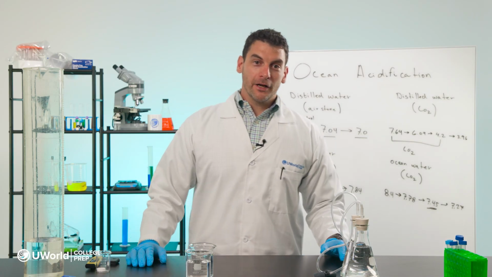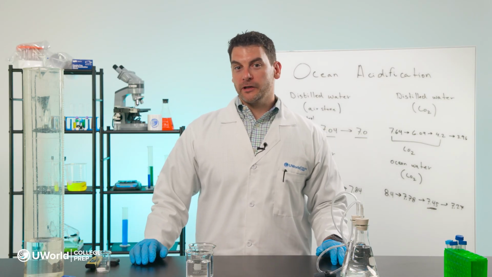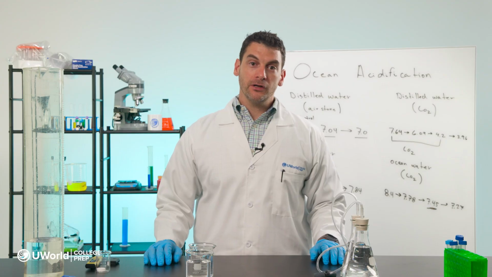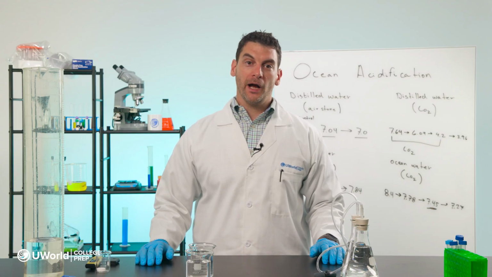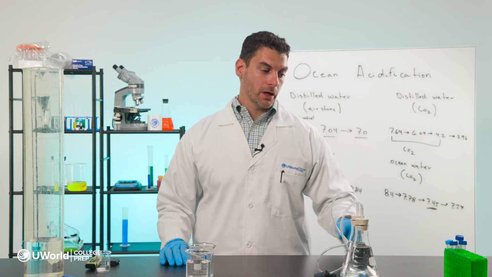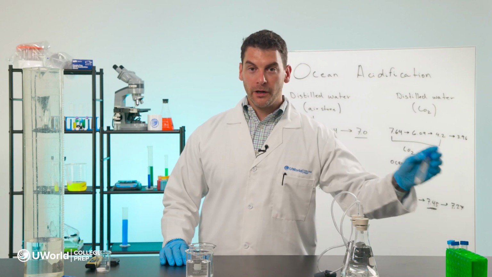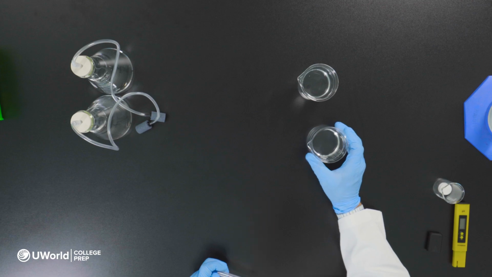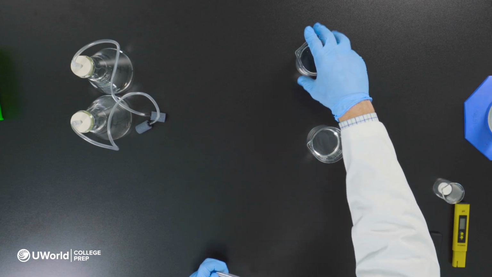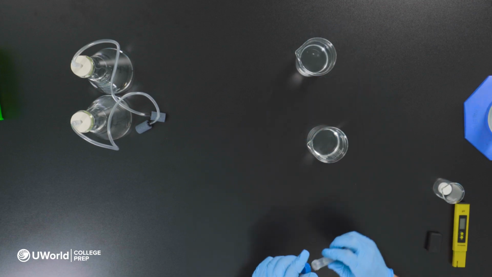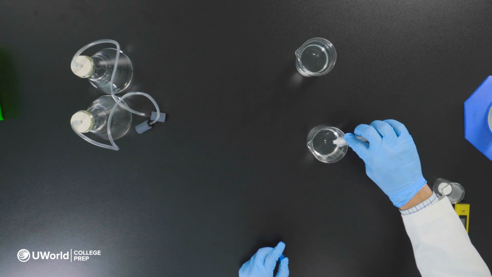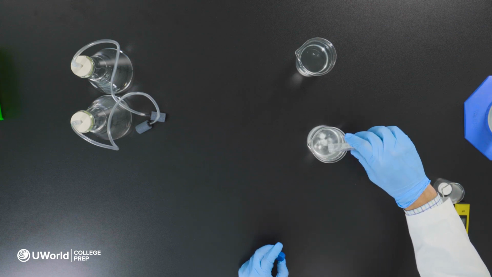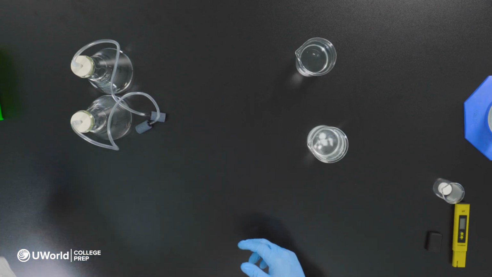So now that we're all set up, we can continue with the last part of our experiment. And that last part is to add 1 gram of sodium bicarbonate into our various waters. So like I said earlier, I've already weighed this out. We have set up our distilled water here and our salt water back here. So we'll go ahead and start dissolving our sodium bicarbonate into our distilled water.